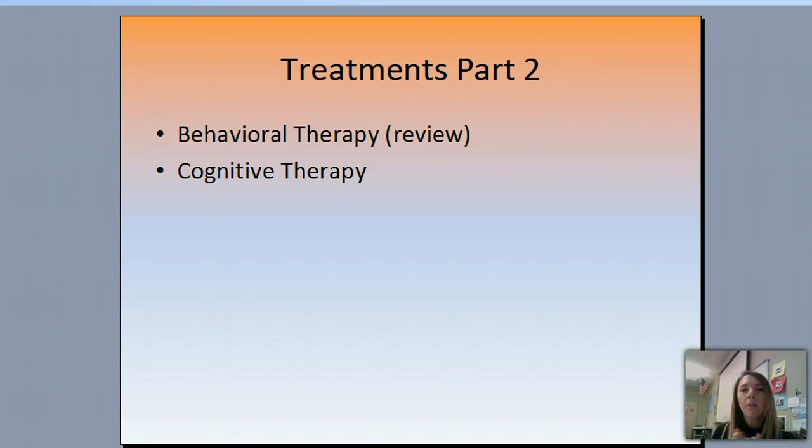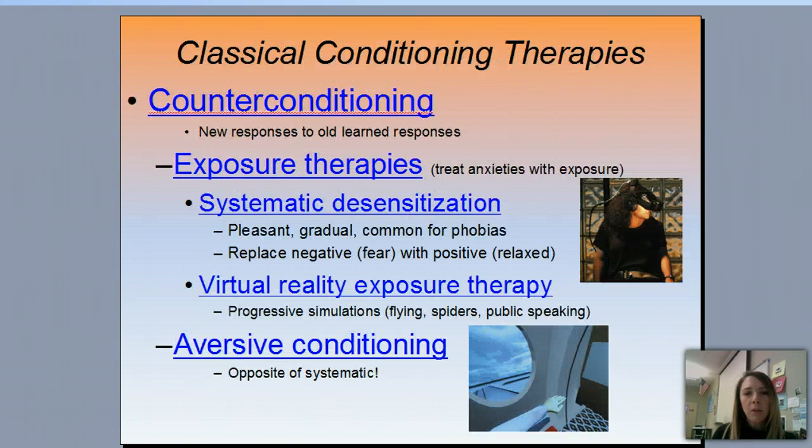At the end of these notes, you need to know these two, but then we're going to go back and review a chart that looks at all four that we've talked about, the behavioral and the humanistic from last time. All right, so classical conditioning.